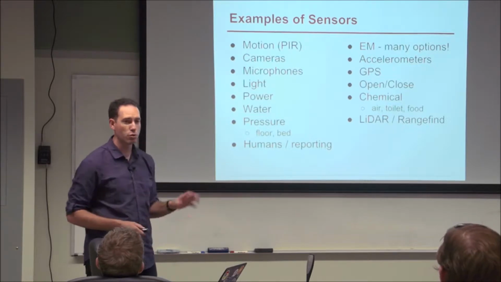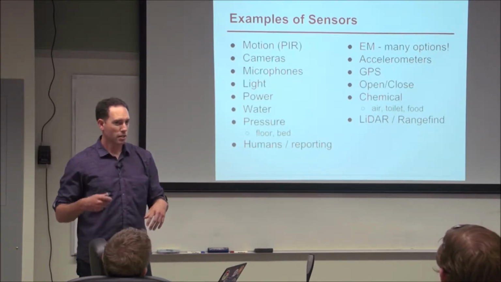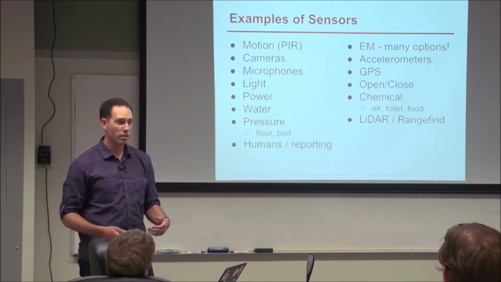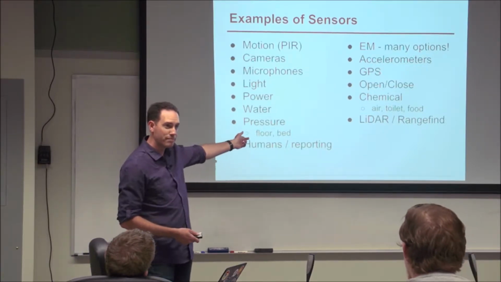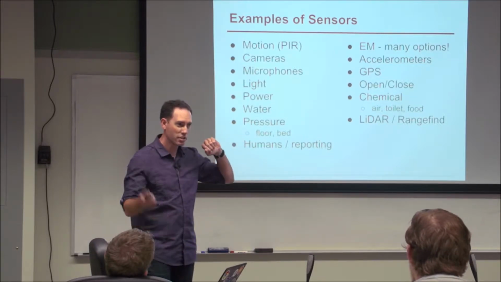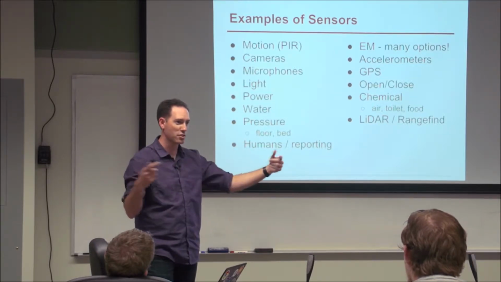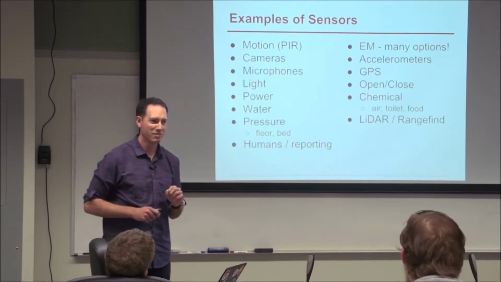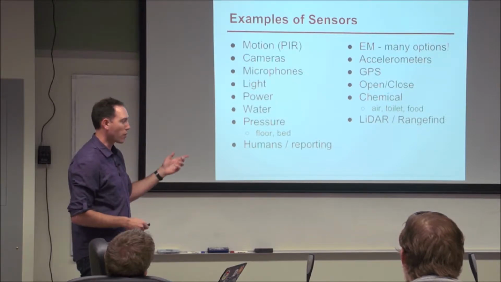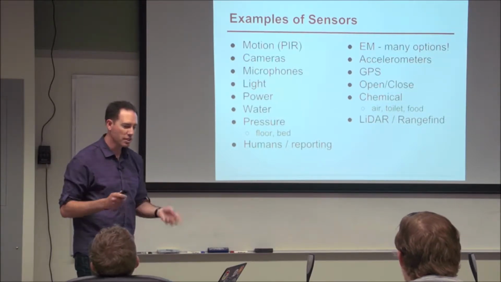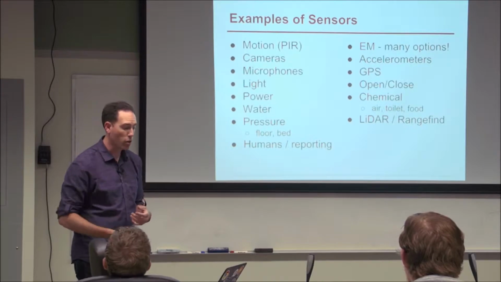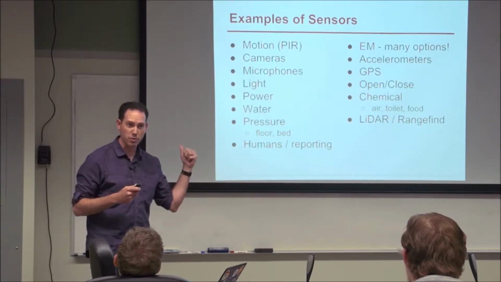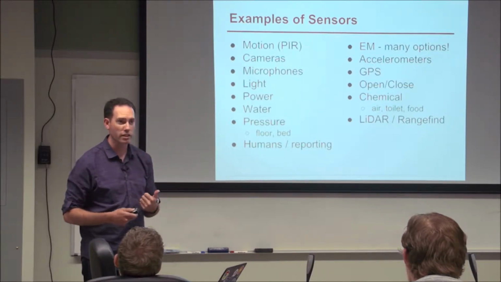Electromagnetic fields, there's a huge set of options there. Our life is surrounded by EM fields now. Where devices are, humans even deflect EM. The WiTrack project does things like gesture recognition by waving hands, and it's using antennas in the walls of the room to tell where you are and what gestures you're making. There's a lot of choices there. Accelerometers to know when things are moving and shaking. GPS, where you are on the globe. Open and close sensors, contact switches, chemical things for air and food and toileting and all kinds of stuff.